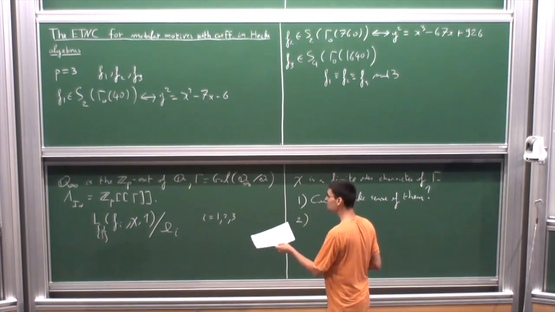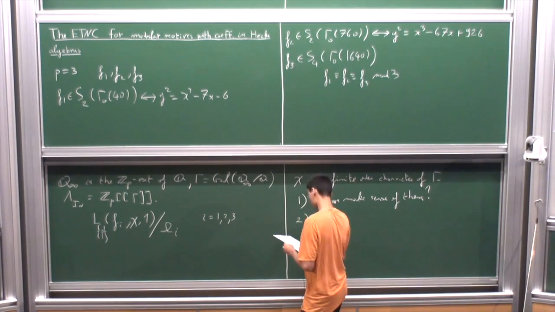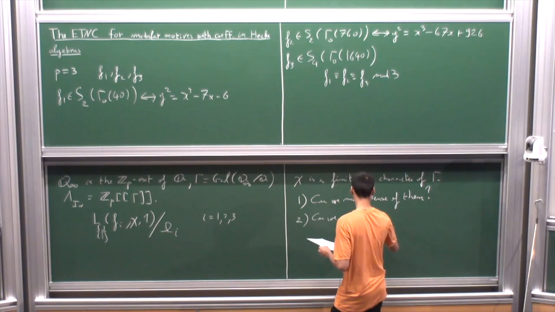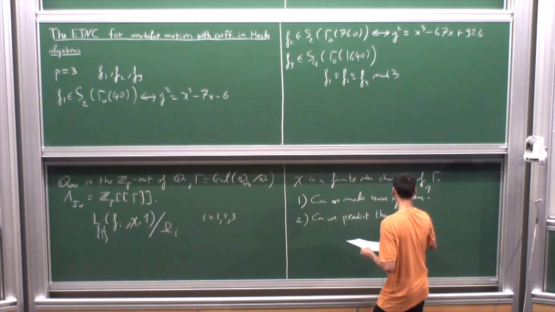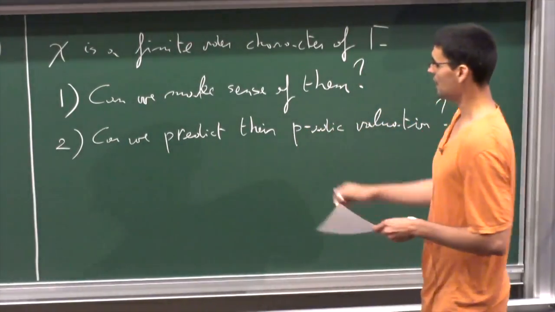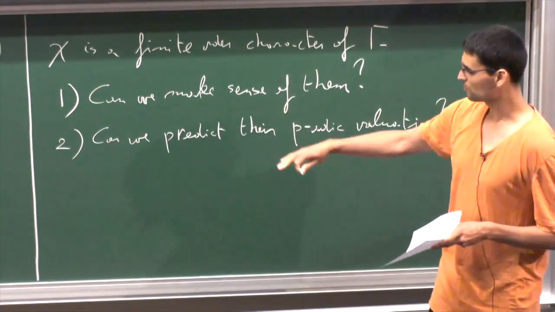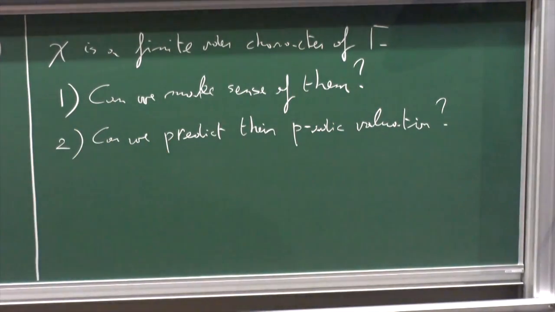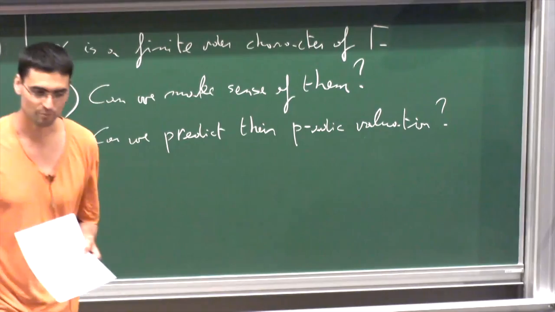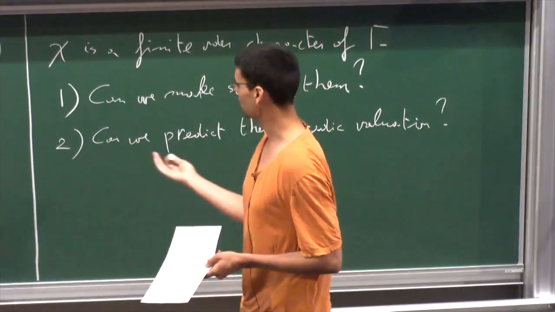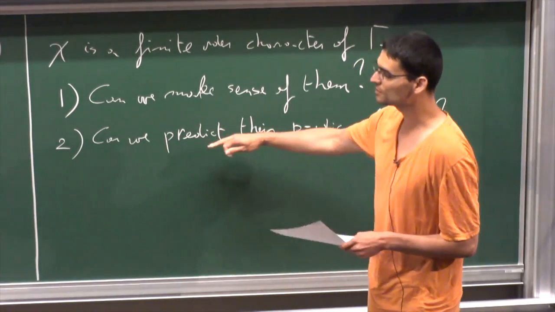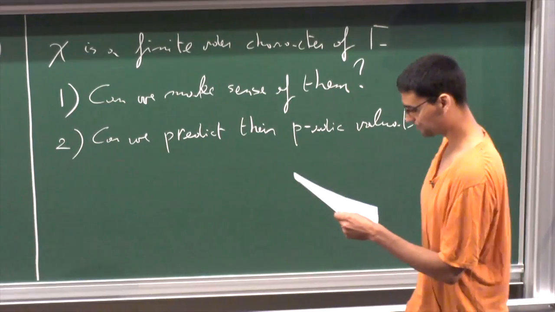Second, can we predict something about these values? So, for instance, can we predict their p-adic valuation? And I want to distinguish these two questions because, for instance, the Birch–Swinnerton-Dyer conjecture says that the p-adic valuation of this special value is related to the order of Sha, but of course the order of Sha is hard to compute. So we express something hard in terms of something hard, and here I want to know if we can say something definite and easy about this p-adic valuation.